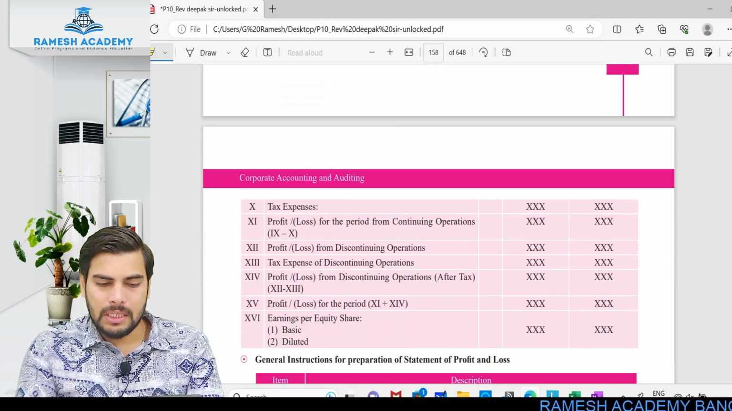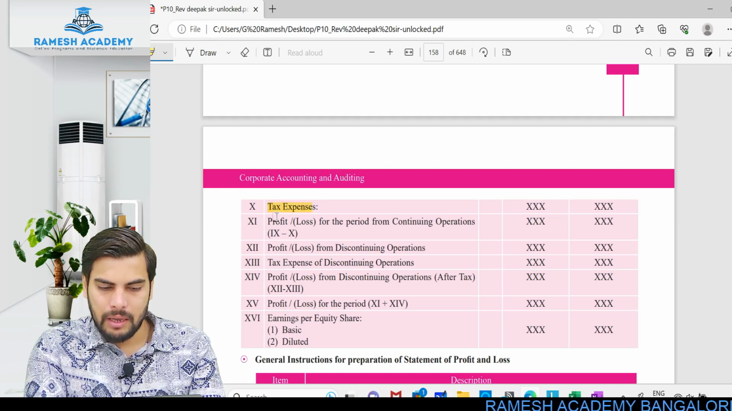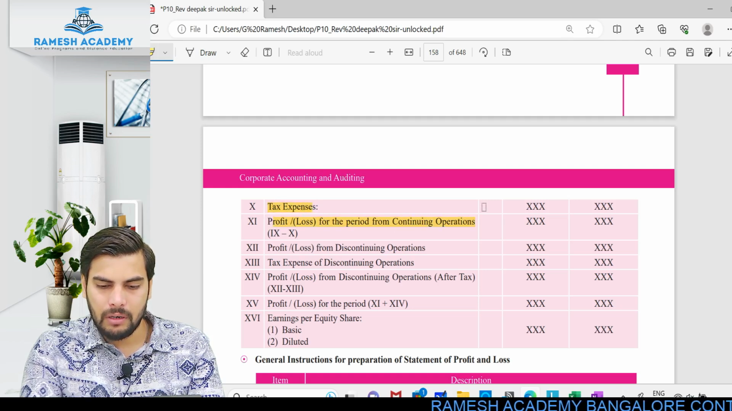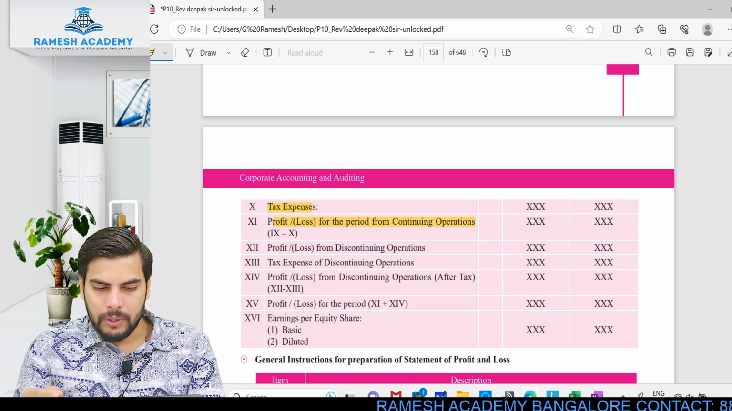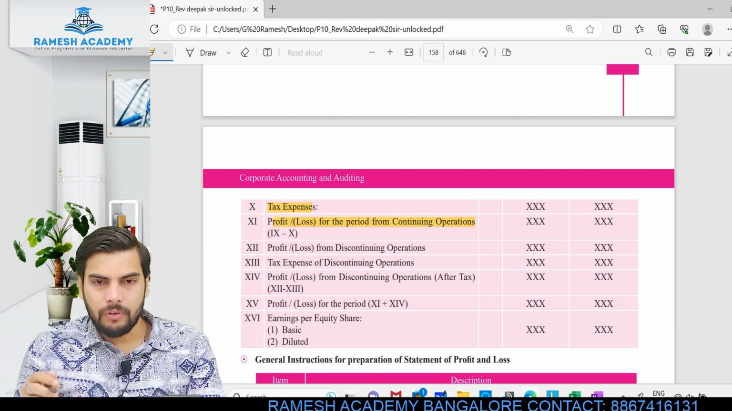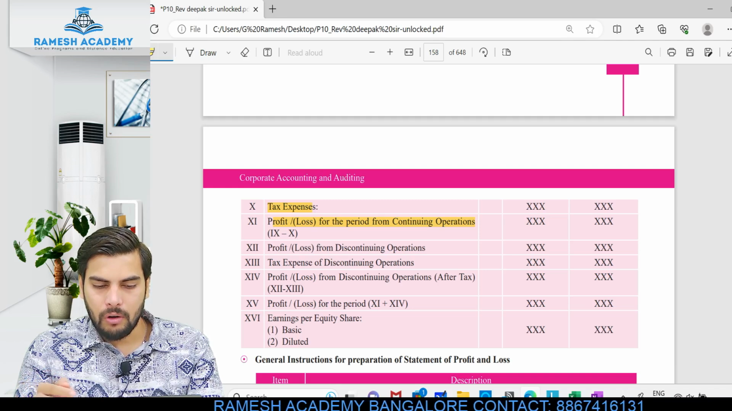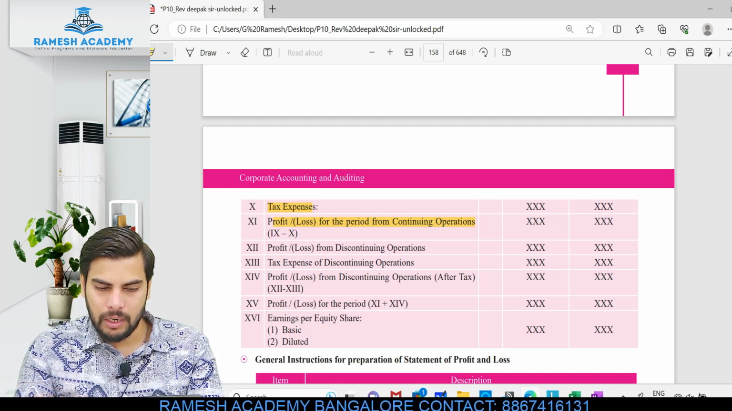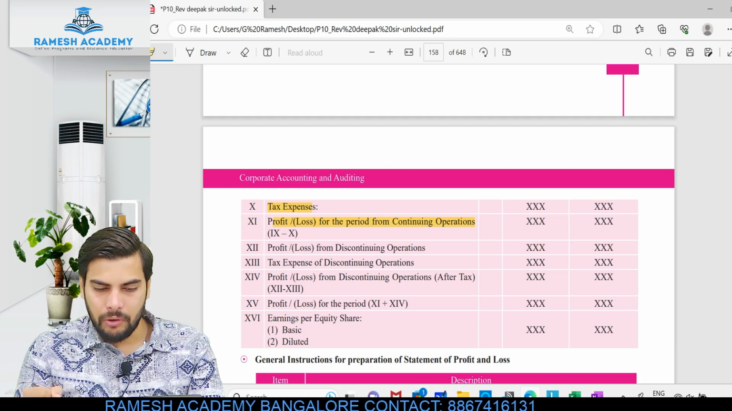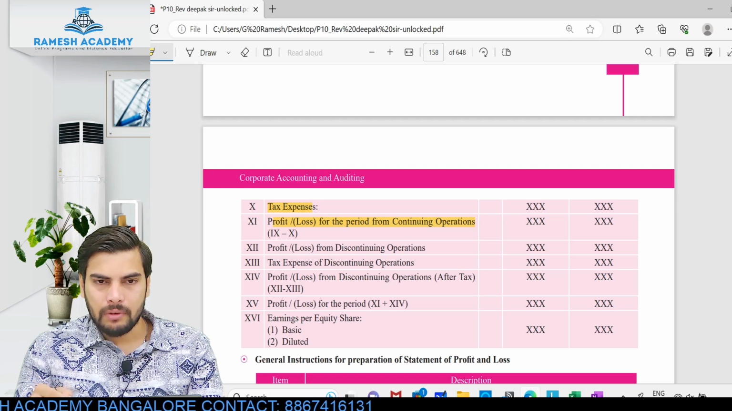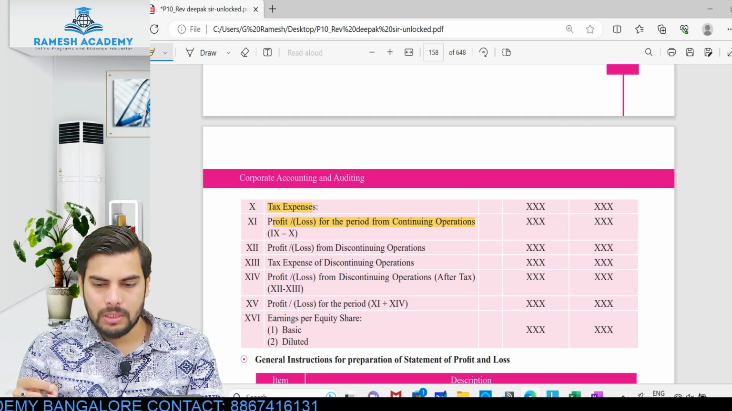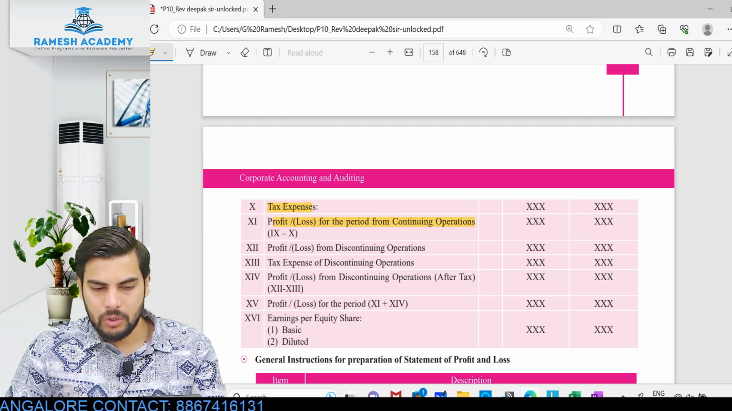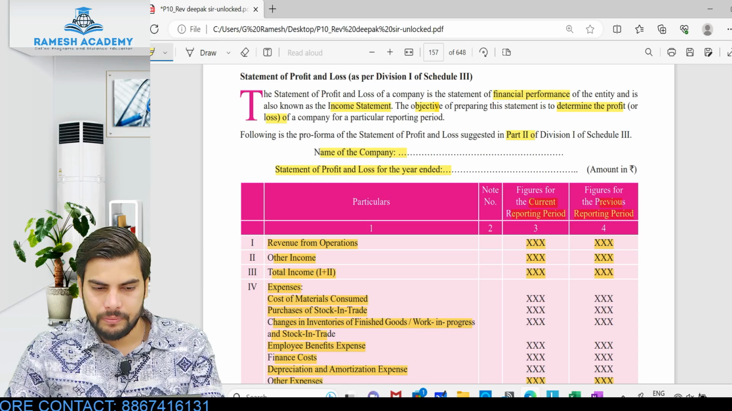So from this just pay the taxes. You will get to know the profit for the period after tax from the continuing operation. So profit for the period from continuing operation. Profit or loss from discontinuing operation, you will have to show it separately. Tax expenses of discontinuing operation, profit or loss from discontinuing operation after tax, profit or loss for the total period, earnings per share. So how much is the basic earning per share, how much is the diluted earning per share. So we'll just write this particular format.